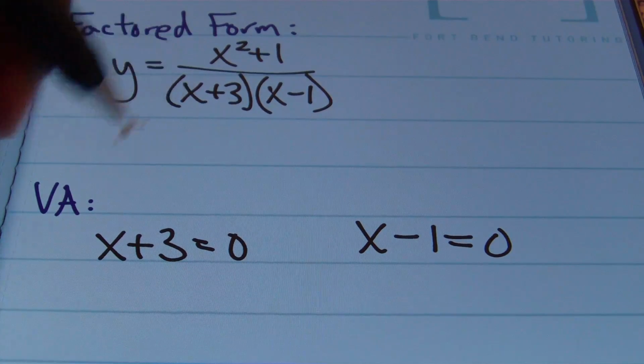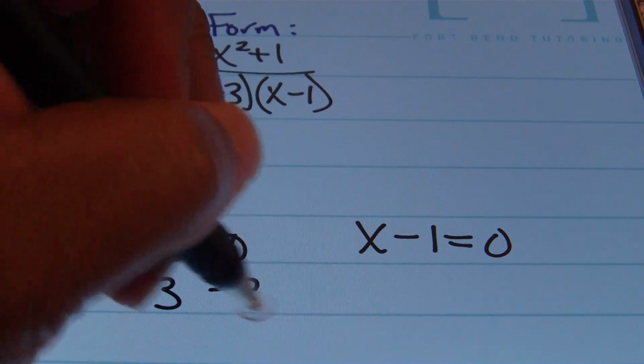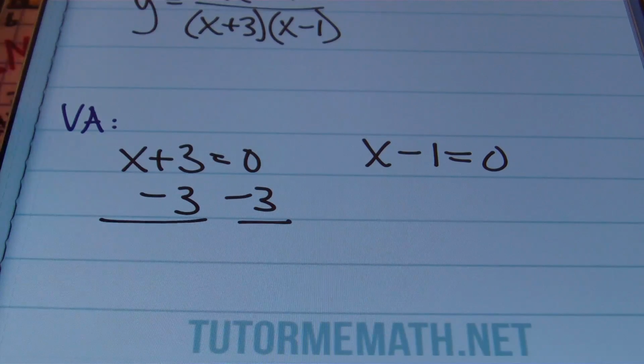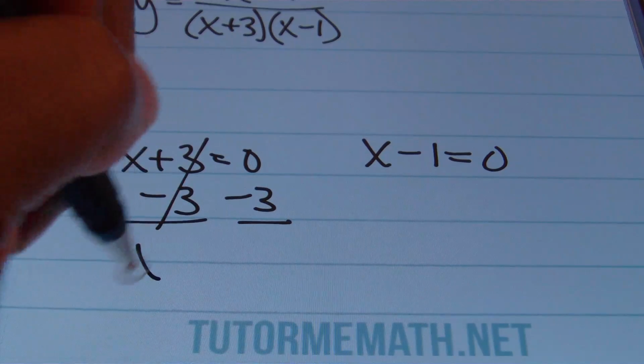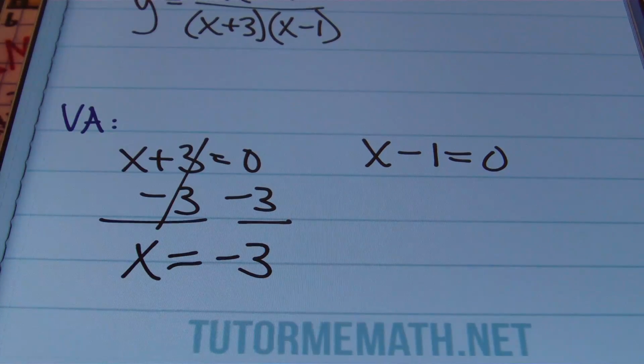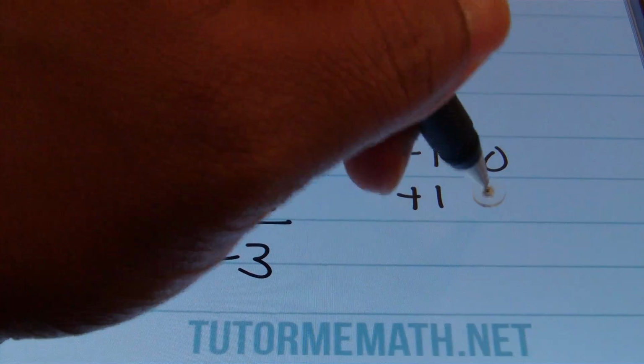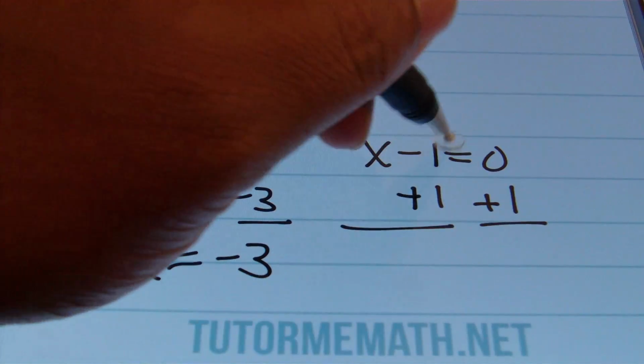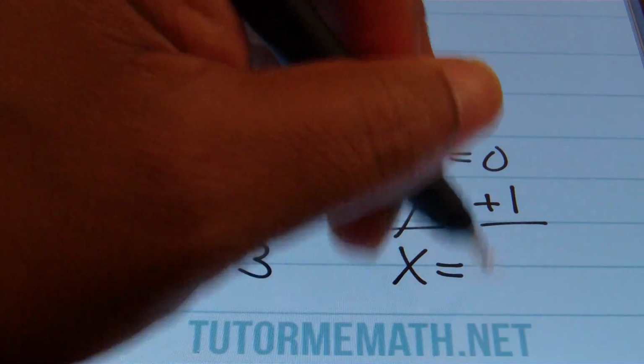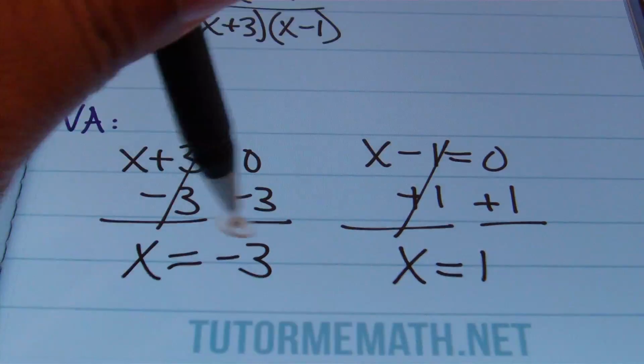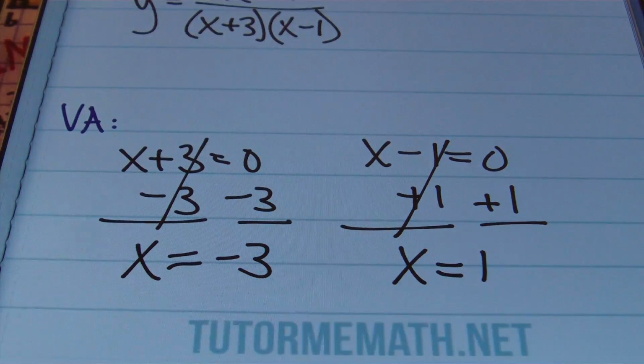In the first equation, I'm subtracting 3 from both sides. These additive inverses will cancel, so I end up with x equals -3 for that first vertical asymptote. Next, I'll be solving the second equation, so I'll be adding 1 to both sides of the equal sign, and x equals 1. It's these two equations, x equals -3 and x equals 1, that are your vertical asymptotes.